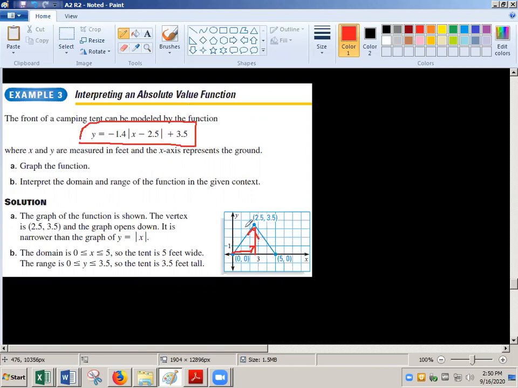It says graph the function. Cool, we did that. We learned how to do that a second ago. And now we want to interpret the domain and range. So in terms of domain and range, domain is my x values. Range is my y values. So the domain for this thing can go from 0 to 5.